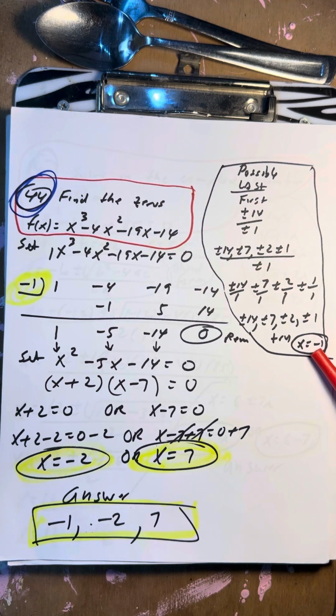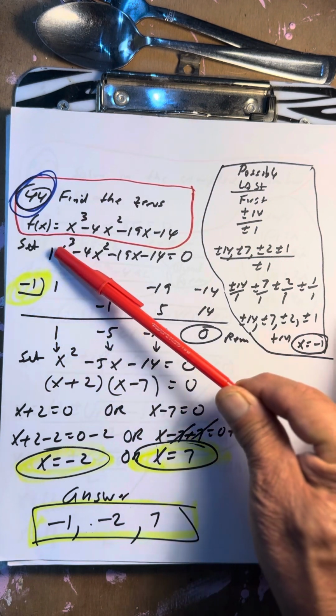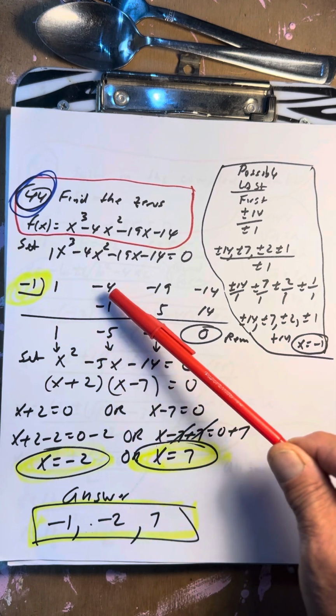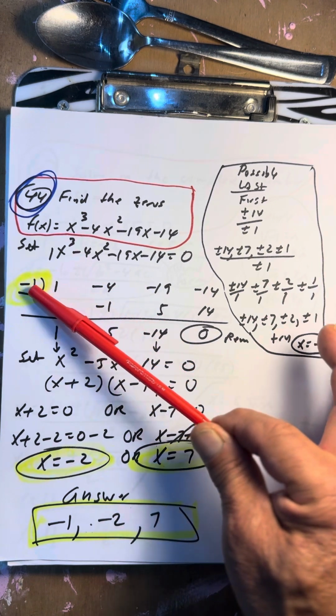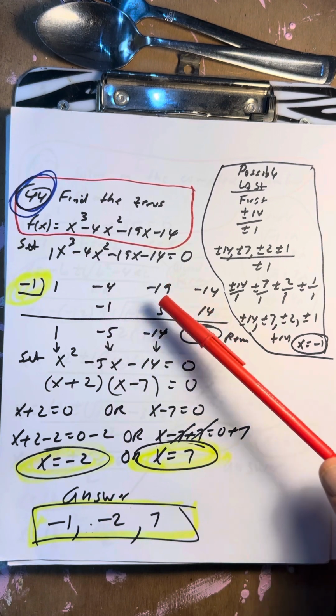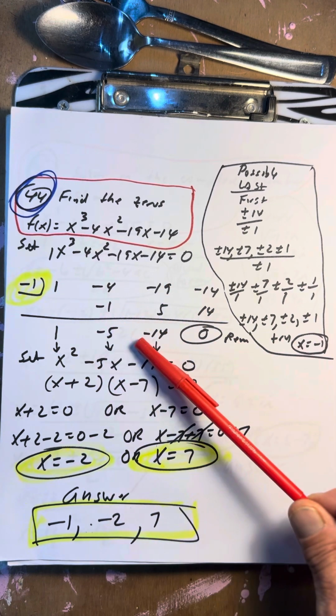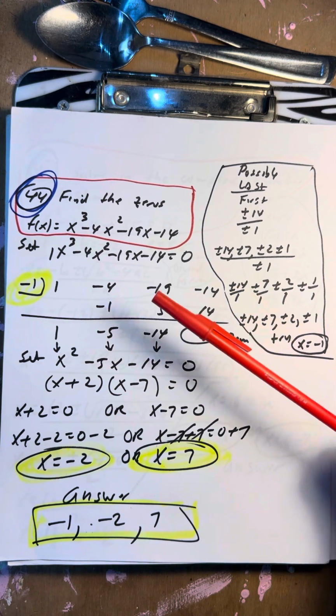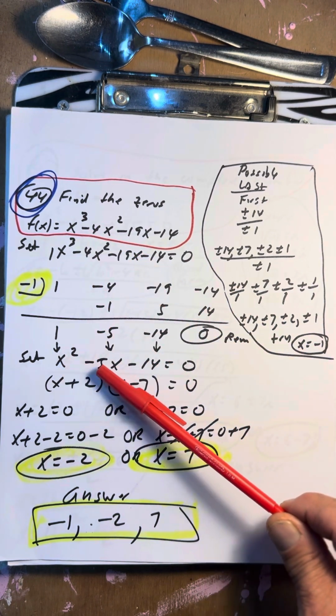But I'm going to try -1 with synthetic division. So -1, bring the numbers down. 1 goes here. 1 times -1 is -1. -4 plus -1 is -5. Negative times negative is a positive 5. 5 minus 19 is -14. -14 times -1 is 14. 14 minus 14 is 0. Now, what do we have left over? Not x cubed, but x squared: x squared minus 5x minus 14.